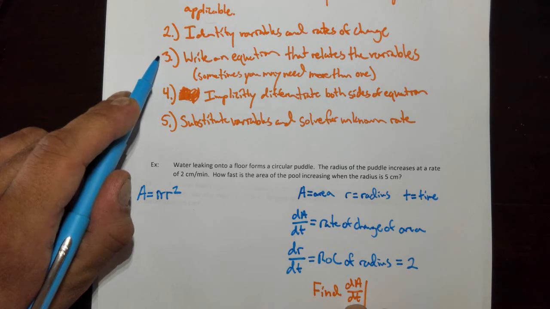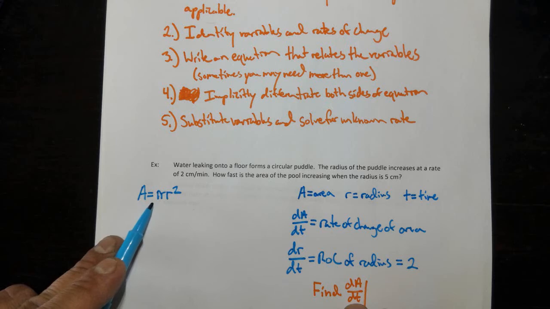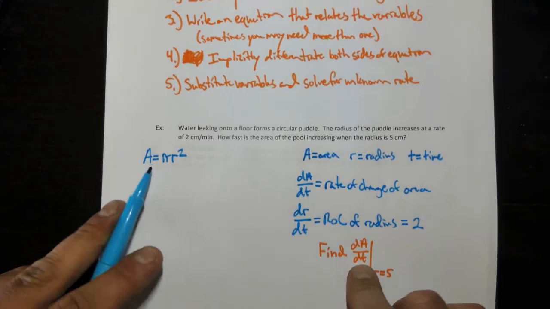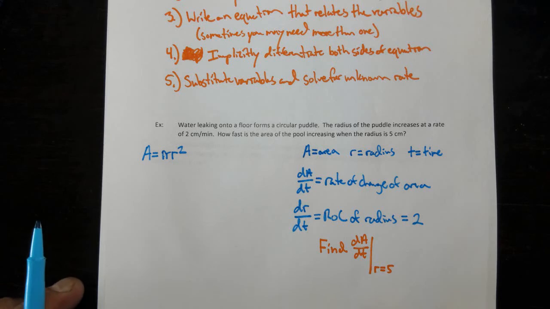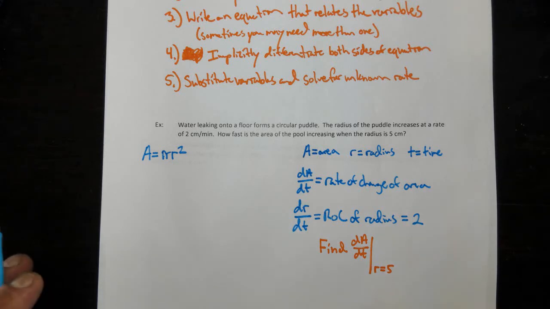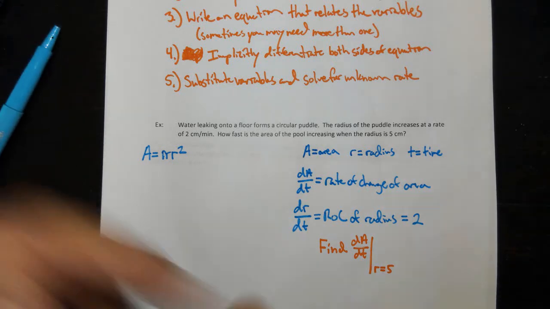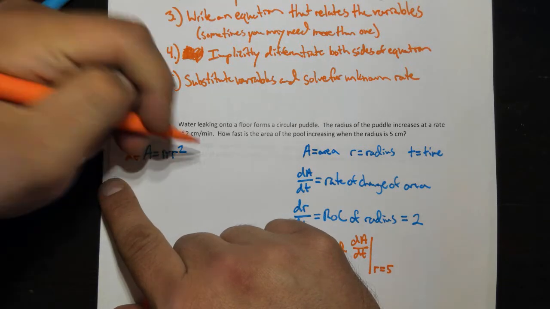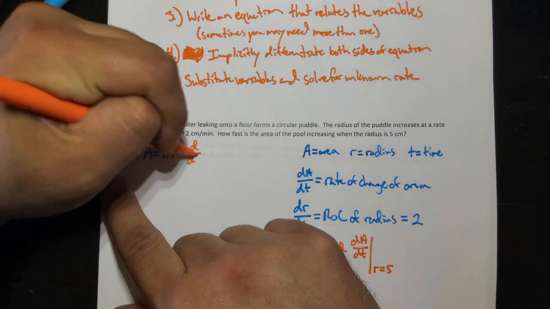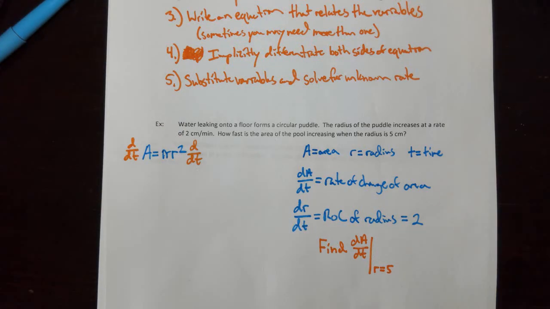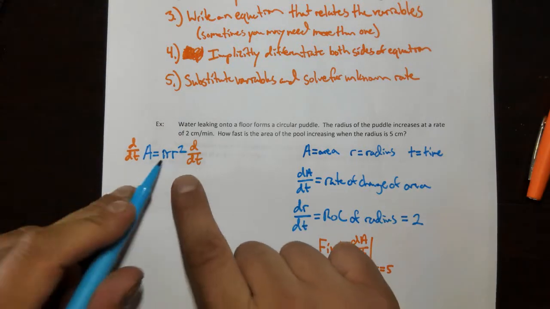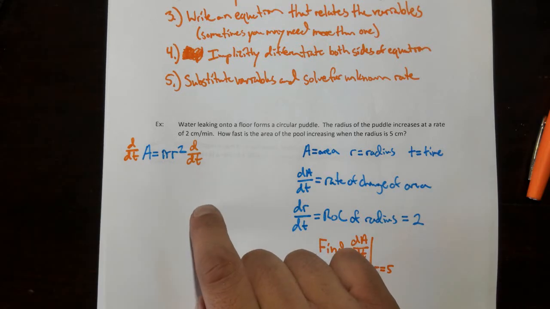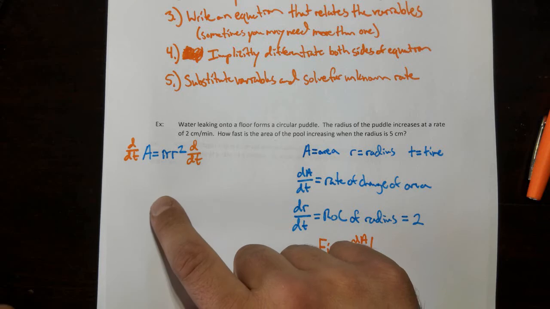And then step 3, we wrote the equation that relates the variables. And in this case, and all of these cases we'll do today, we'll only need one. And then step 4, implicitly differentiate both sides of the equation. So I'm going to find d/dt, and so I'm getting the derivative in terms of time. And so I'm multiplying both sides by d/dt. Or rather, you could think I'm taking the derivative of both sides with respect to time.